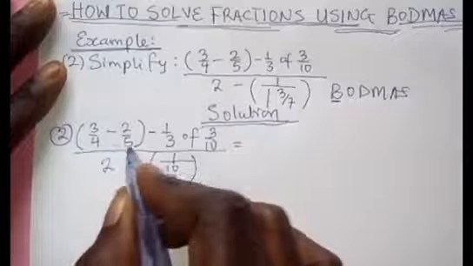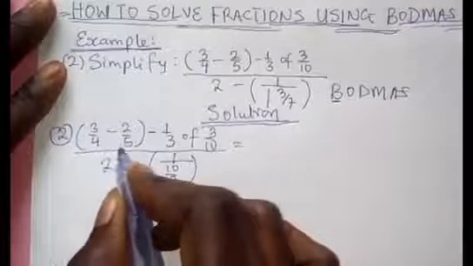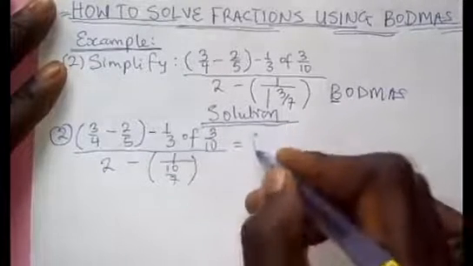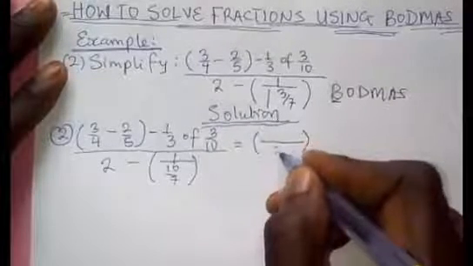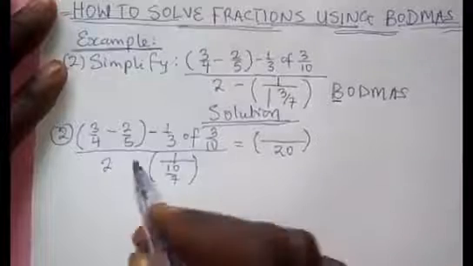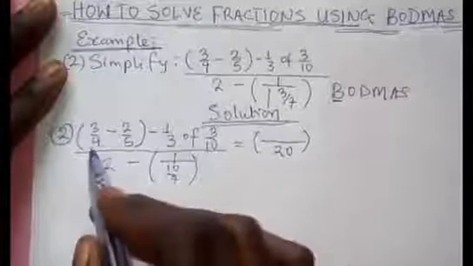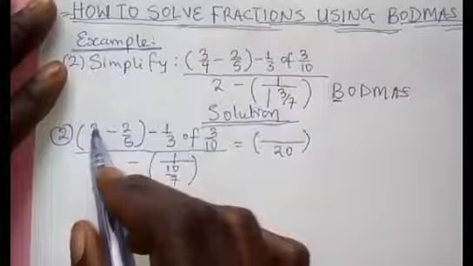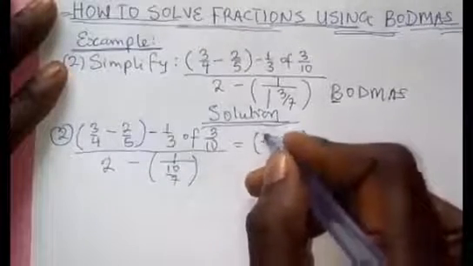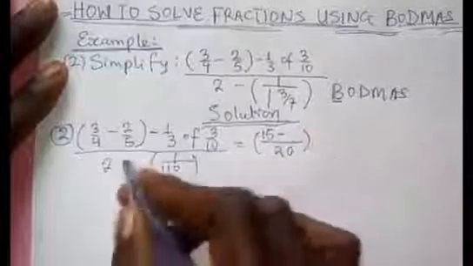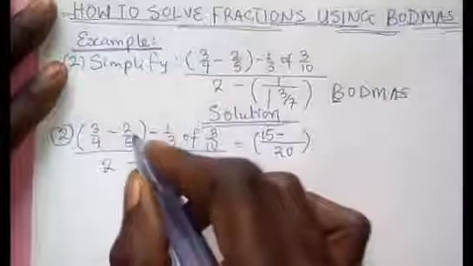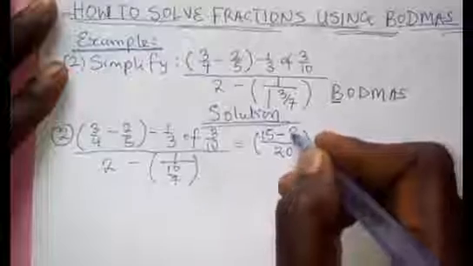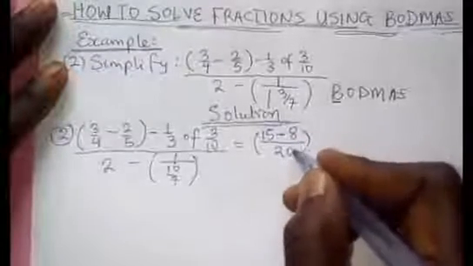Look for the LCM of 4 and 5. The LCM of 4 and 5 will give us 20. So we come here, put in our bracket, and we'll rule a line, put the LCM 20 at this place. Then if we divide 20 by 4, it will give us 5. 5 times 3 will give us 15. Then minus 5 into 20 will give us what? 4. 4 times 2 will give us 8. Alright, so we're having 15 minus 8 upon 20.